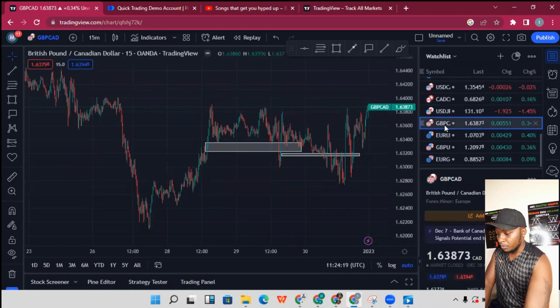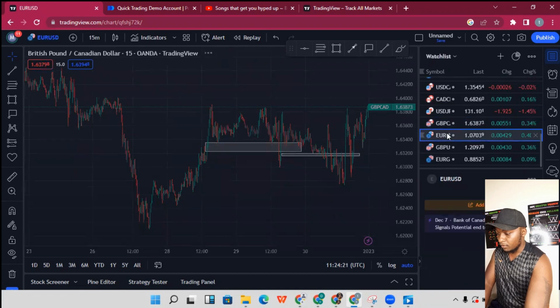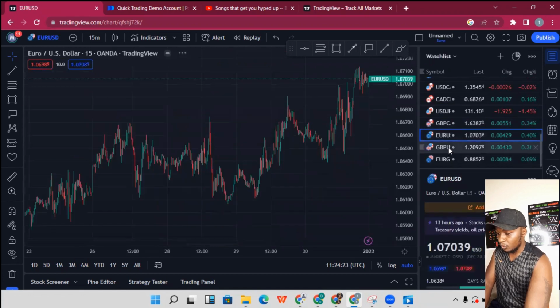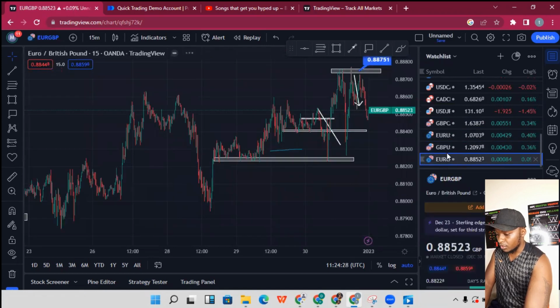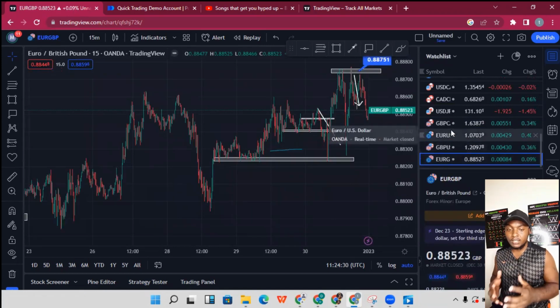And then you have GBP CAD. And then you have Euro USD. You have GBP USD. And then you have Euro GBP. So when you have these currencies set, now you are ready to start analyzing the currencies.